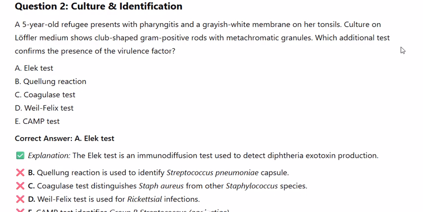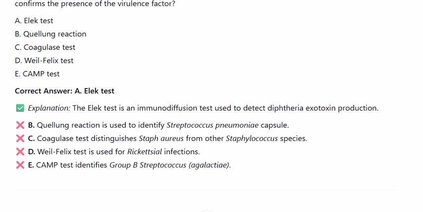Elek test. The Elek test is an immunodiffusion test used to detect diphtheria exotoxin production. B. Quellung reaction is used to identify the Streptococcus pneumoniae capsule. C. Coagulase test distinguishes Staph aureus from other Staphylococcus species. D. Weil-Felix test is used for rickettsial infections. E. CAMP test identifies group B Streptococcus, agalactiae.